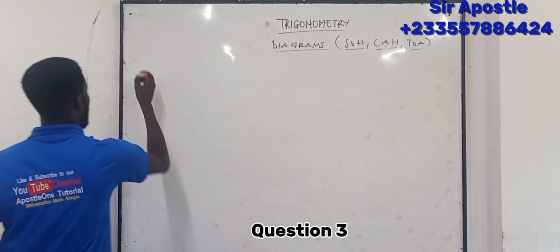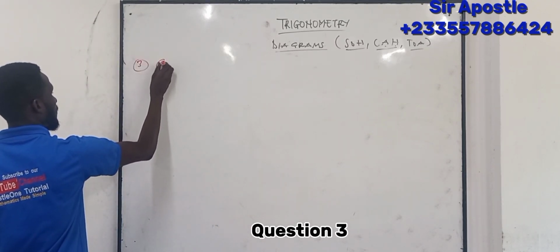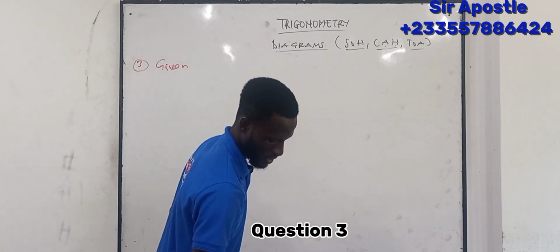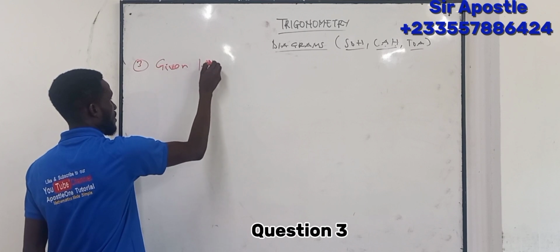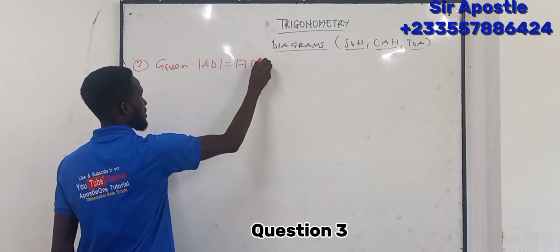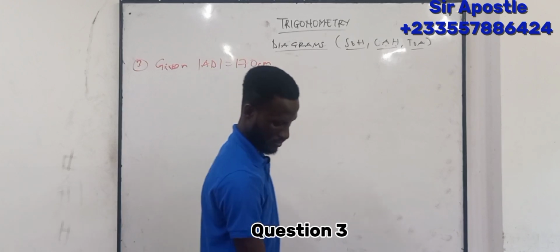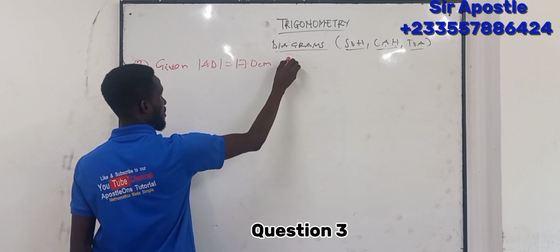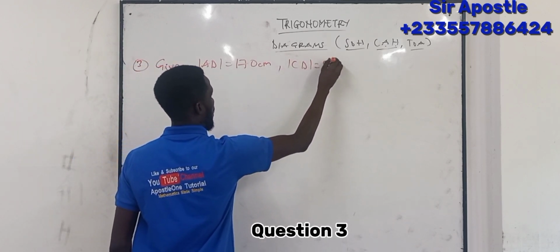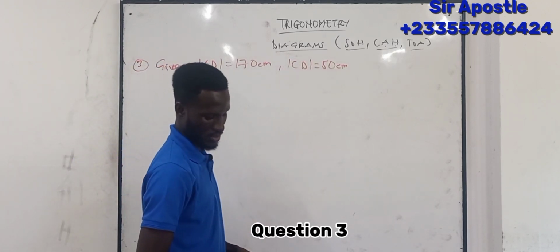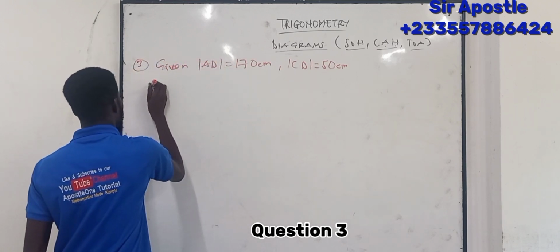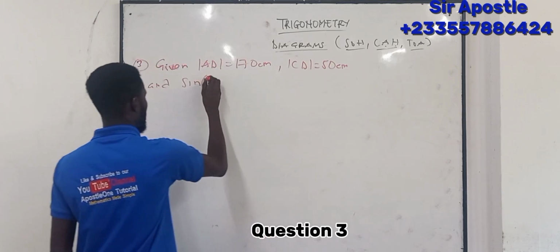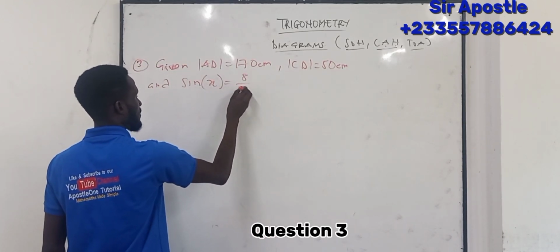Now, question 3. It says that given AD equals 170 centimeters, we have CD to be 50 centimeters, and we have sine x. Sine x is 8 out of 17.